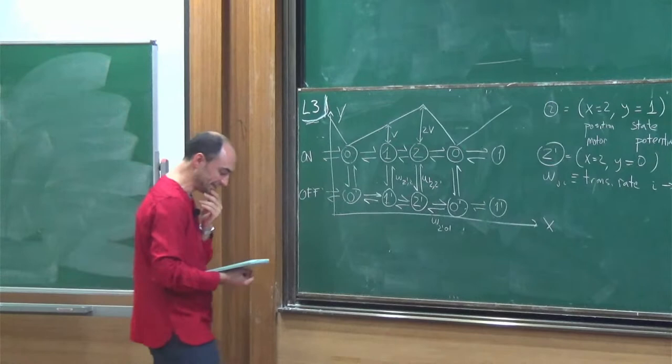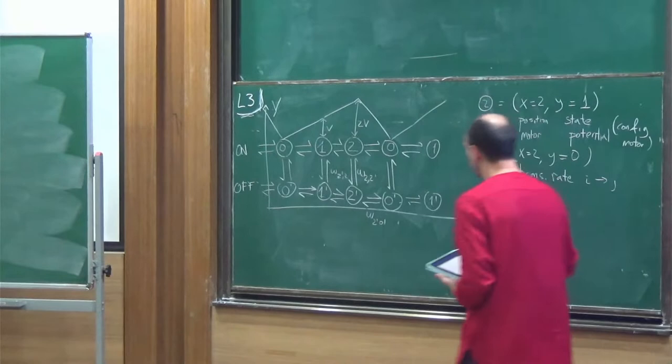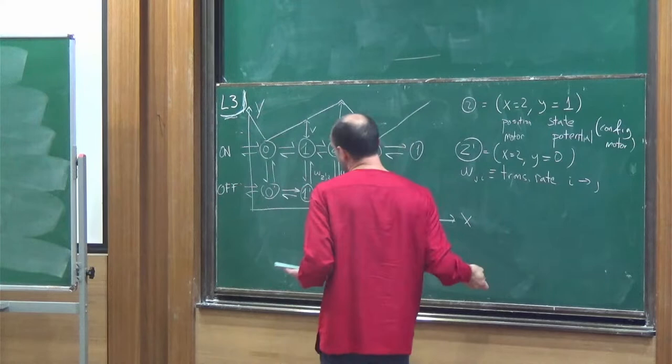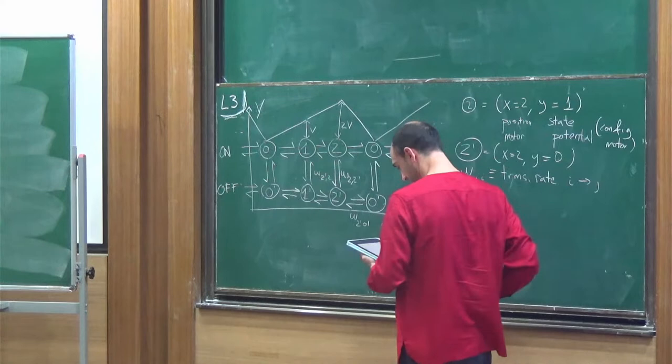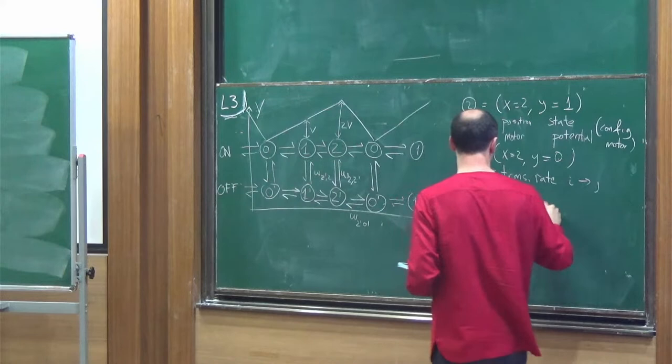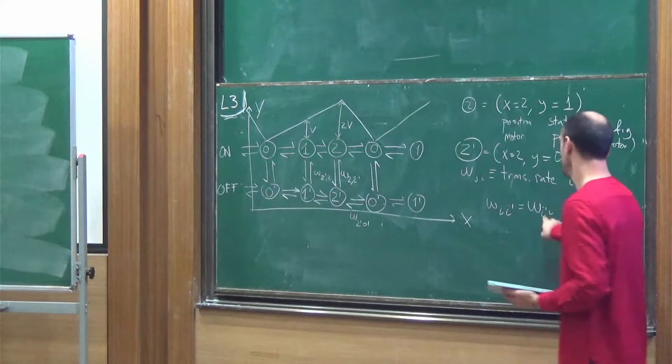Then the question is, what do we put in the rates? So let me just say first, what do I do with the switches? As I said yesterday, I would like this to be a motor that has a net current. So if it's convenient, one good choice is that these rates are all the same. So I will take omega i prime i and omega i i prime, all of them equal to R. All these are equal to R.